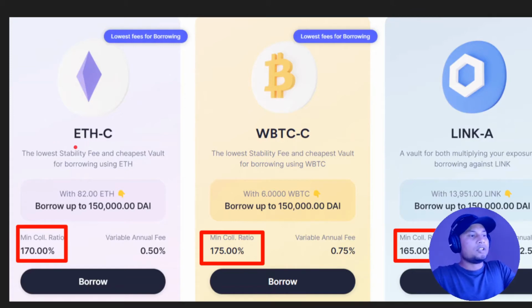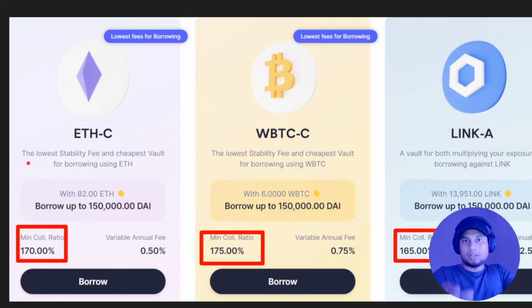So as you can see over here, the minimum collateral ratio for Ethereum is 170%, Wrapped BTC 175%, Link 165%. So what does this mean? What does this collateral ratio mean?